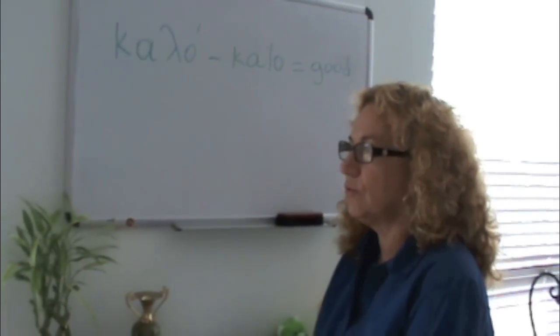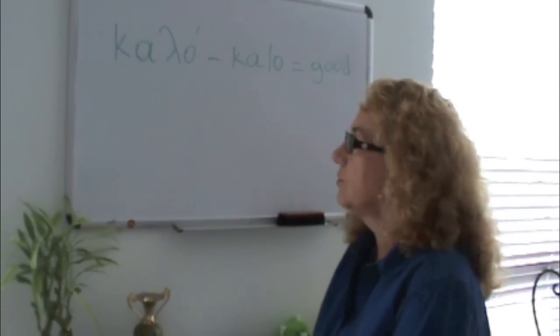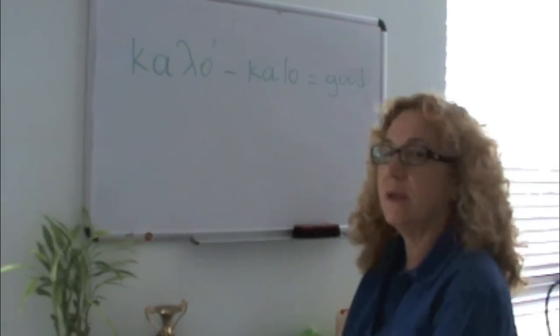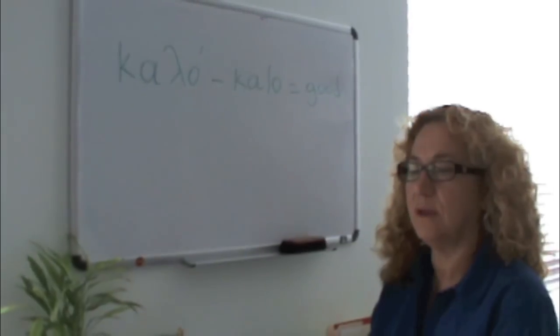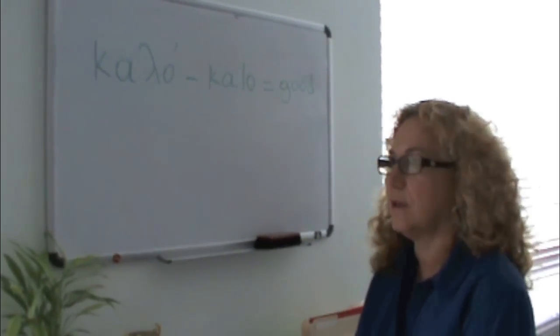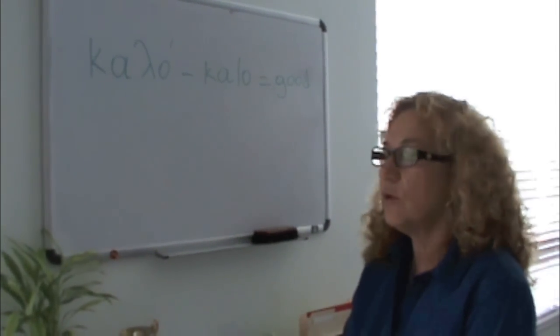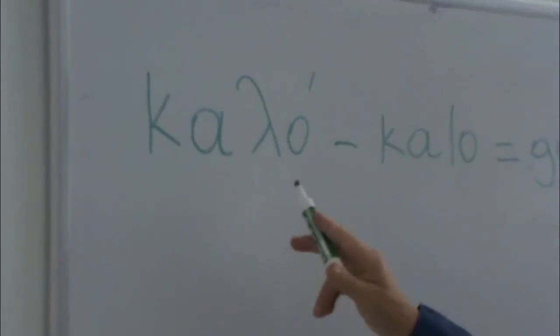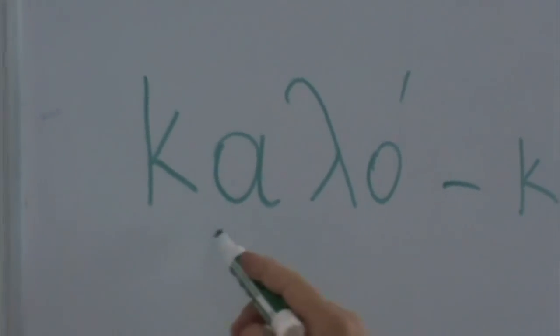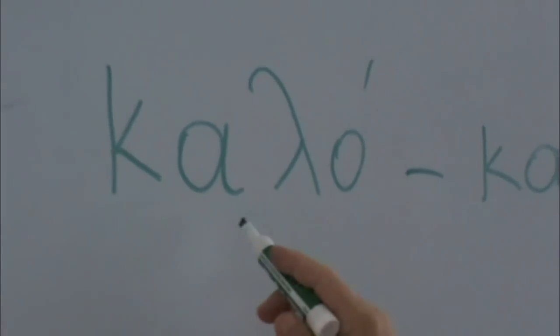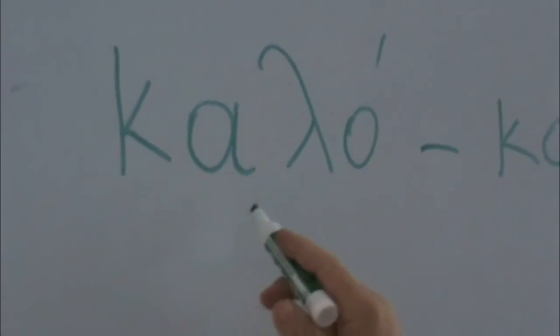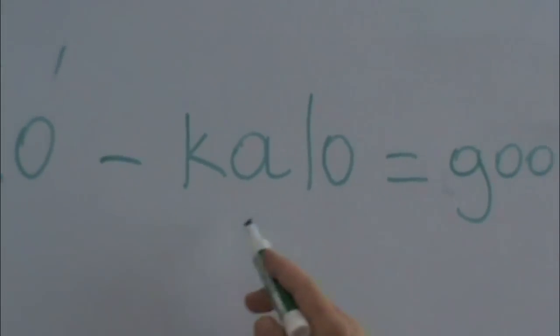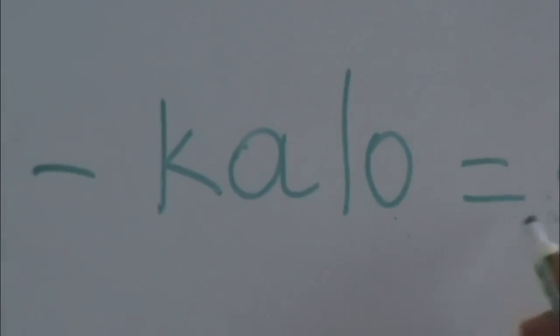Once you know how to write and read the Greek symbols and the double letters, the double consonants and the diphthongs, you know how to read in Greek. It's easy. You just pronounce the letters, each one. For example, kalo. It's kappa, alpha, lambda, o. Kalo. And this is phonetics in English. Kalo, which means good.